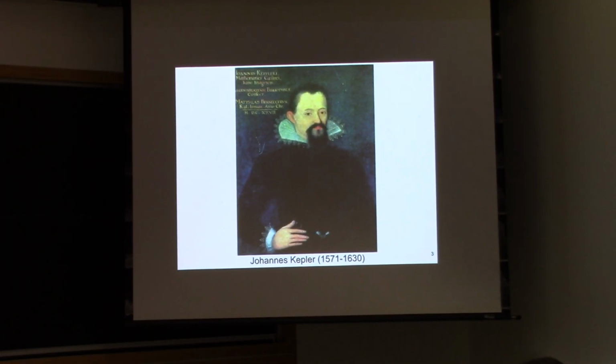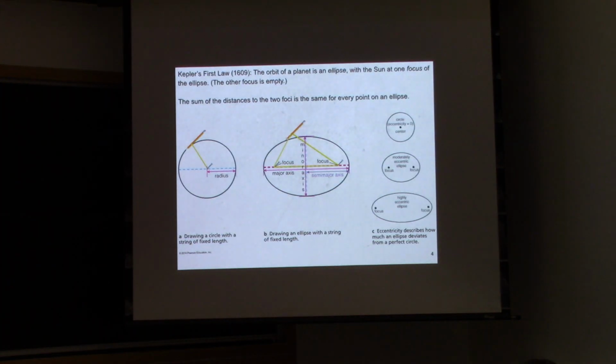The story goes that, now I'm forgetting the story, but I think his wife's family made wine and they used elliptical casks to store it. Anyway, what he realized is that actually planets move on ellipses rather than on circles. And so we will talk about Kepler's 3 laws.